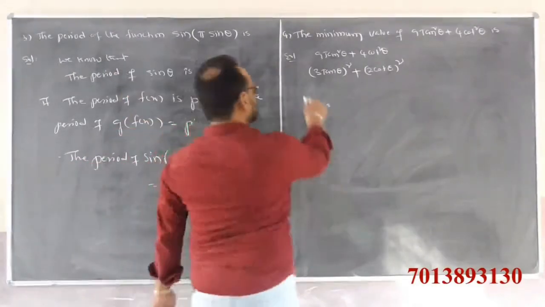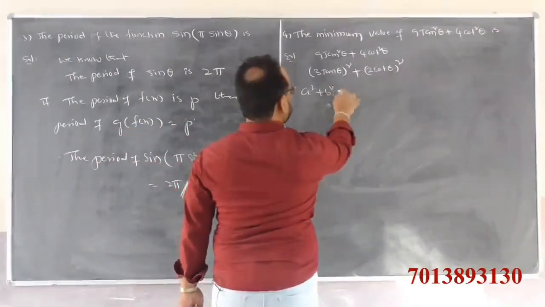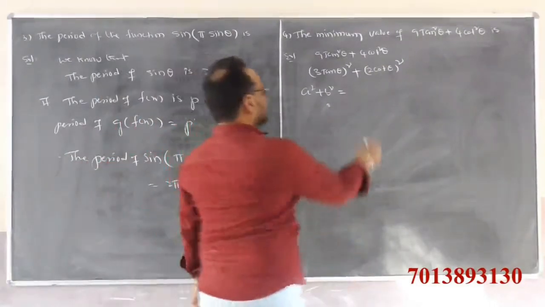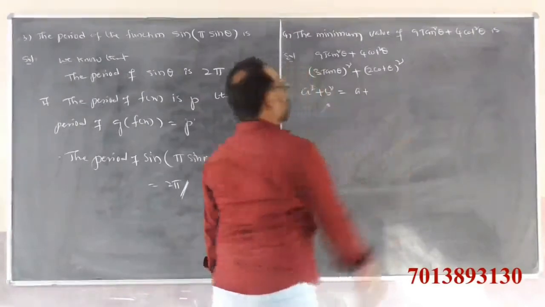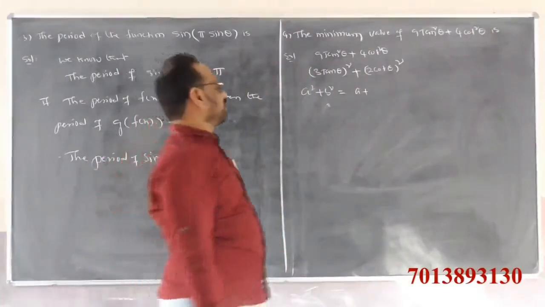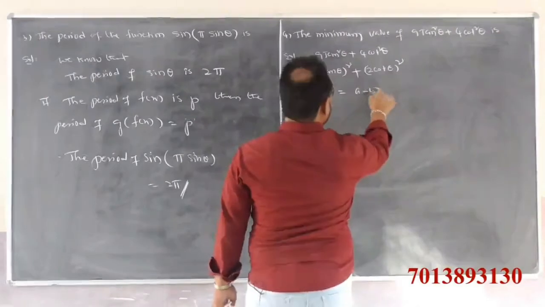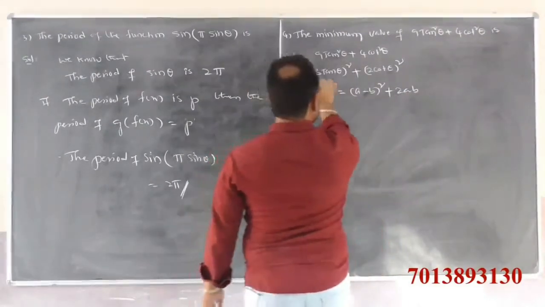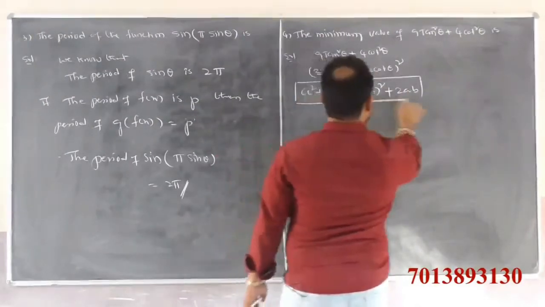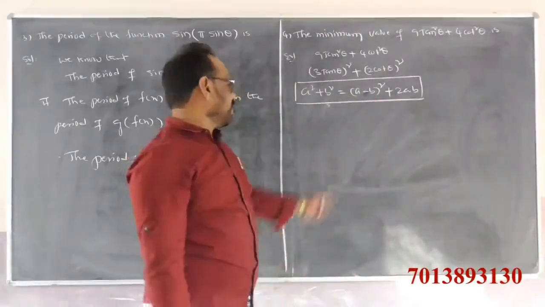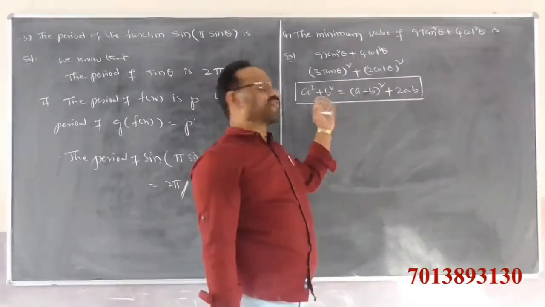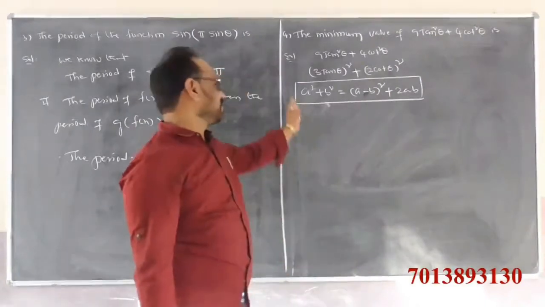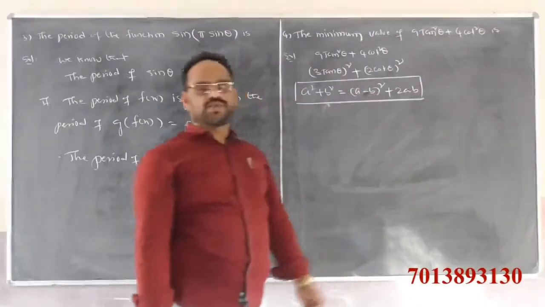We know that a square plus b square is equal to (a minus b) whole square plus 2ab, because a square plus b square minus 2ab is (a minus b) whole square. If you transpose minus 2ab, we get plus 2ab. So a square plus b square equals (a minus b) whole square plus 2ab.